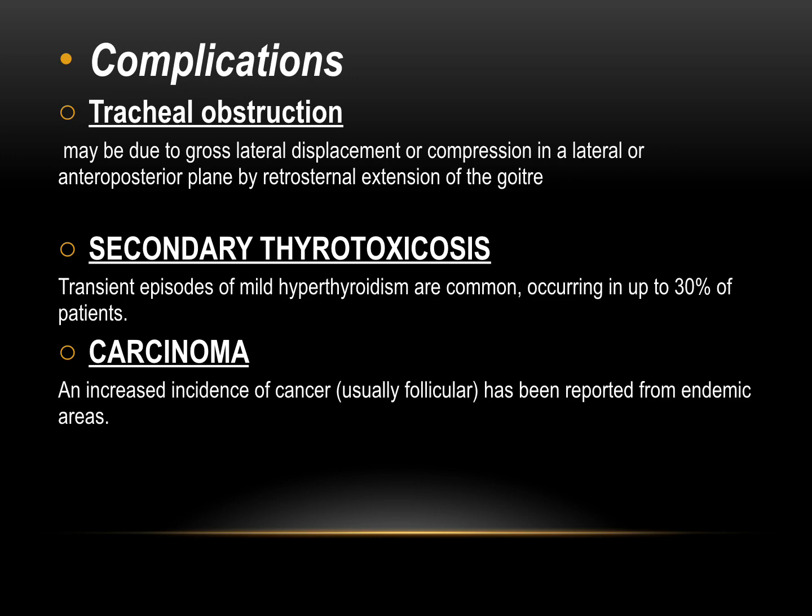Complications. First, tracheal obstruction, which may be due to gross lateral displacement or compression in the lateral or anteroposterior plane by retrosternal extension of the goiter. Second, secondary thyrotoxicosis. A transient episode of mild hyperthyroidism is common, occurring in up to 30% of patients. Carcinoma: an increased incidence of cancer, usually follicular, has been reported from endemic areas.